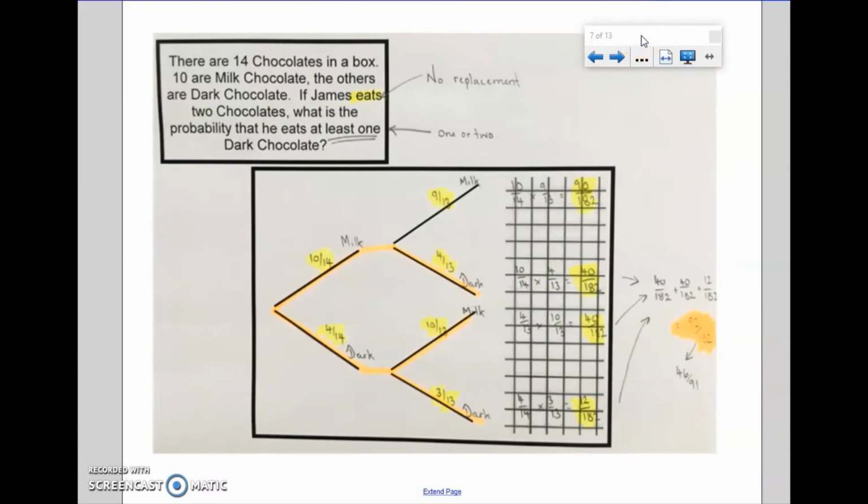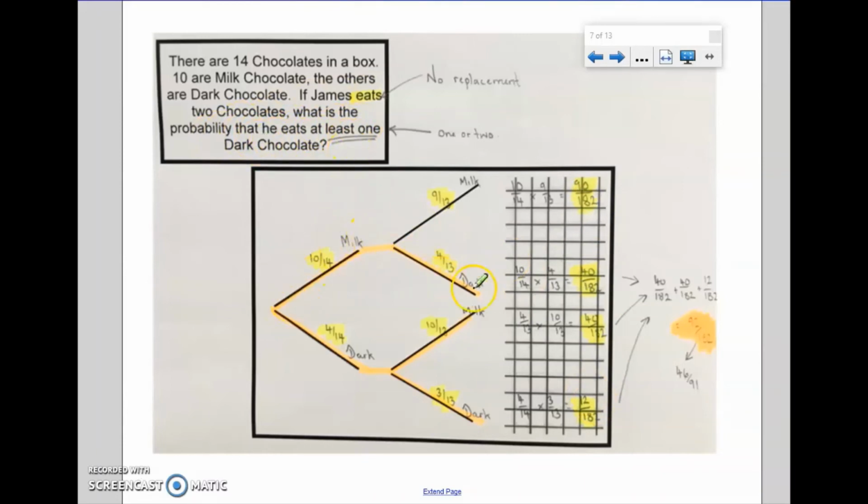Third question. Again, this question refers to someone eating chocolates, which is telling me there's no replacement, which is telling me I'm dealing with dependent events. 10 milk chocolates out of 14, which leaves me with 4 dark chocolates out of 14. We eat a chocolate on the first pick, which is why I'm dealing with a denominator of 13 for my second pick. Work out all 4 calculations like I've done on the screen. What is the probability that he eats at least one dark chocolate?